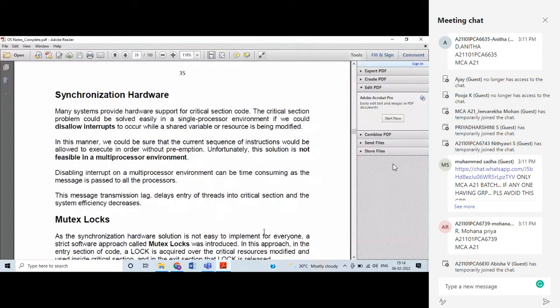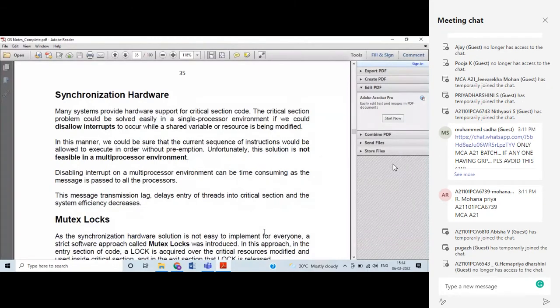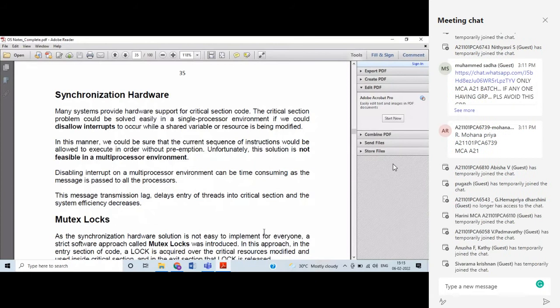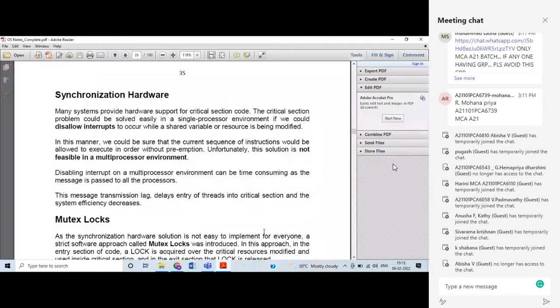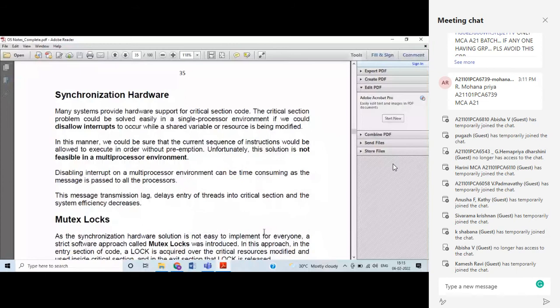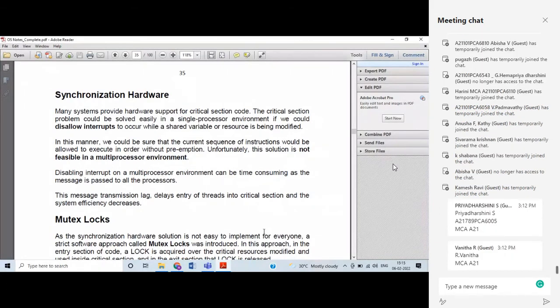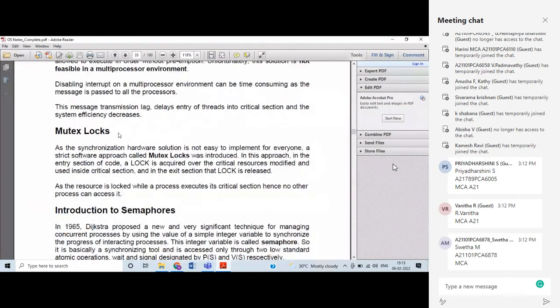In synchronization hardware, in a single processor environment, we disallow interrupts from occurring while a shared variable or resource is being modified. While the process is in the critical section, we make sure interrupts are not allowed. That is one solution. But this is not possible in the multiprocessor environment. The scientists developed the synchronization hardware mechanism for the single processor environment, but it is not applicable for the multiprocessor environment. That is why they developed the next mechanism, called Mutex locks.